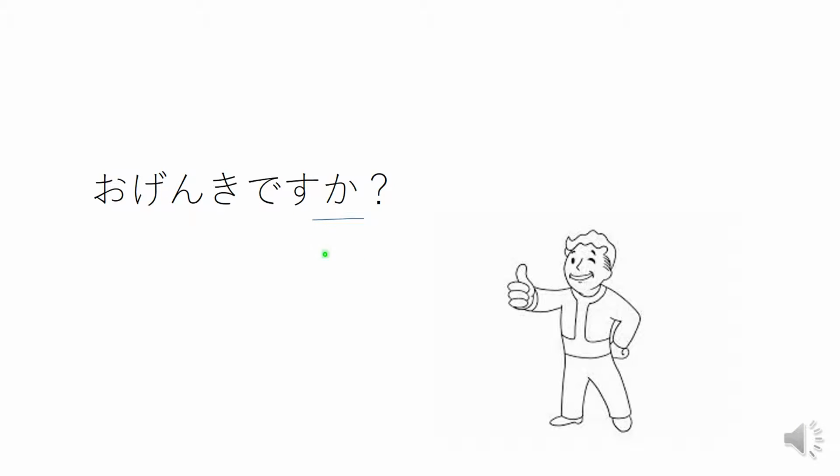Ka is easy. Just stick it to something and make it into a question. So お元気です is I am well. お元気ですか are you well? It's a question. Okay?